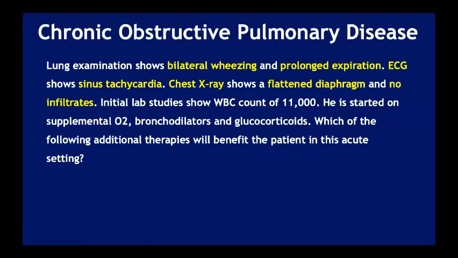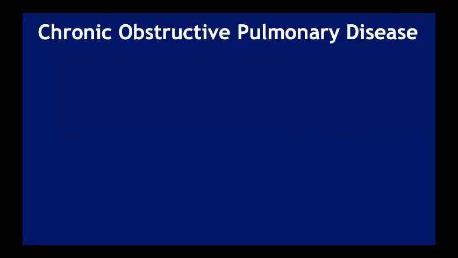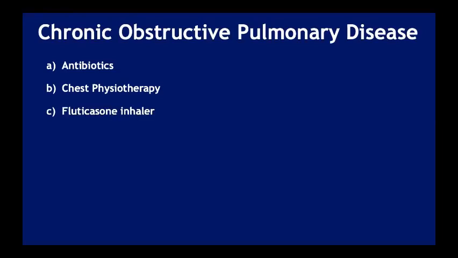Lung examination shows bilateral wheezing, prolonged expiration. ECG shows sinus tachycardia. Chest X-ray shows flattened diaphragm, no infiltrates. Initial lab studies: white blood cell count 11,000. Started on supplemental oxygen, bronchodilators, glucocorticoids. Which of the following additional therapies will benefit this patient in this acute setting? That's the question. The answer choices: antibiotics, chest physiotherapy, fluticasone inhaler, magnesium sulfate, no additional therapy.